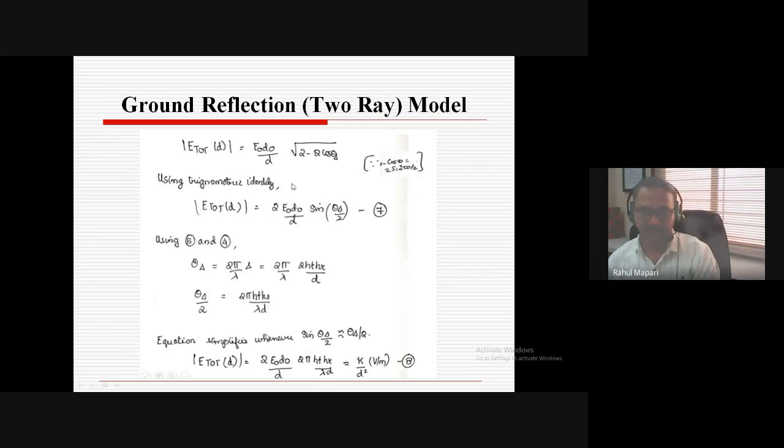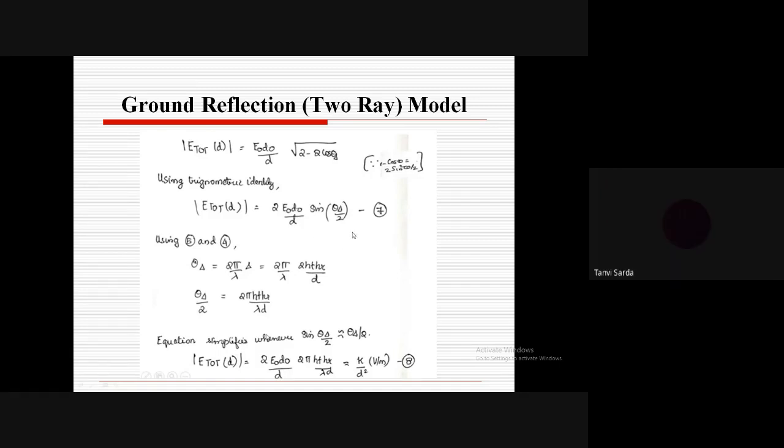So if we simplify it, it becomes 4 sine square theta by 2. So if we remove the square bracket, 2 gets outside and sine theta delta by 2 gets outside. So here the total magnitude of the total electric field is equal to 2 E0 D0 upon D sine of theta delta by 2. Up to this, got it? Yes or no? It's simple mathematics.